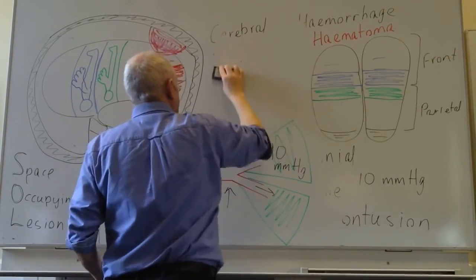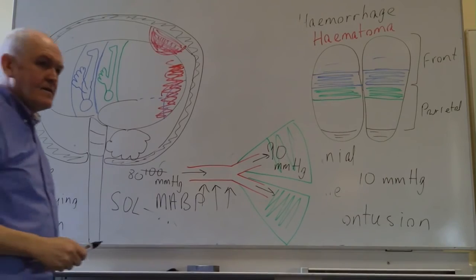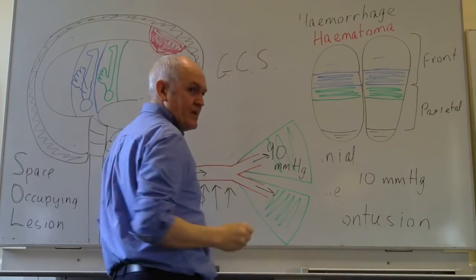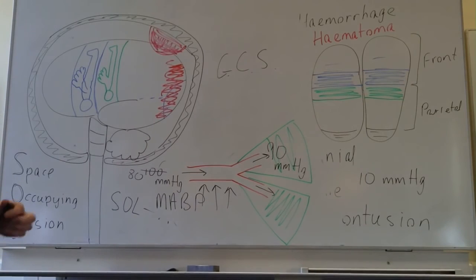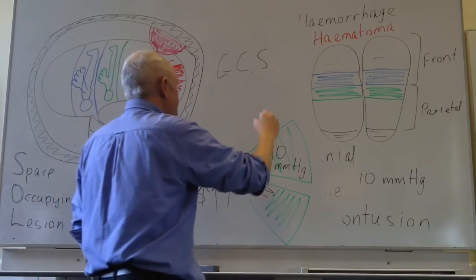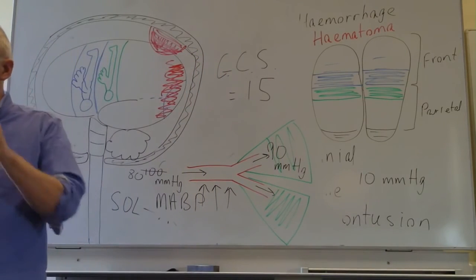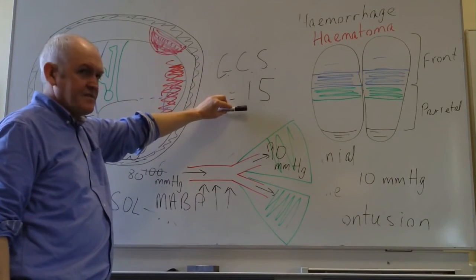How do we measure levels of consciousness? Jean hasn't taught you this yet, has she? GCS. We measure levels of consciousness by the Glasgow Coma Scale. And when you are fully conscious, your GCS is 15. I'm not going to tell you how to do that because Jean will do it. But when your levels of consciousness are normal, your GCS is 15.